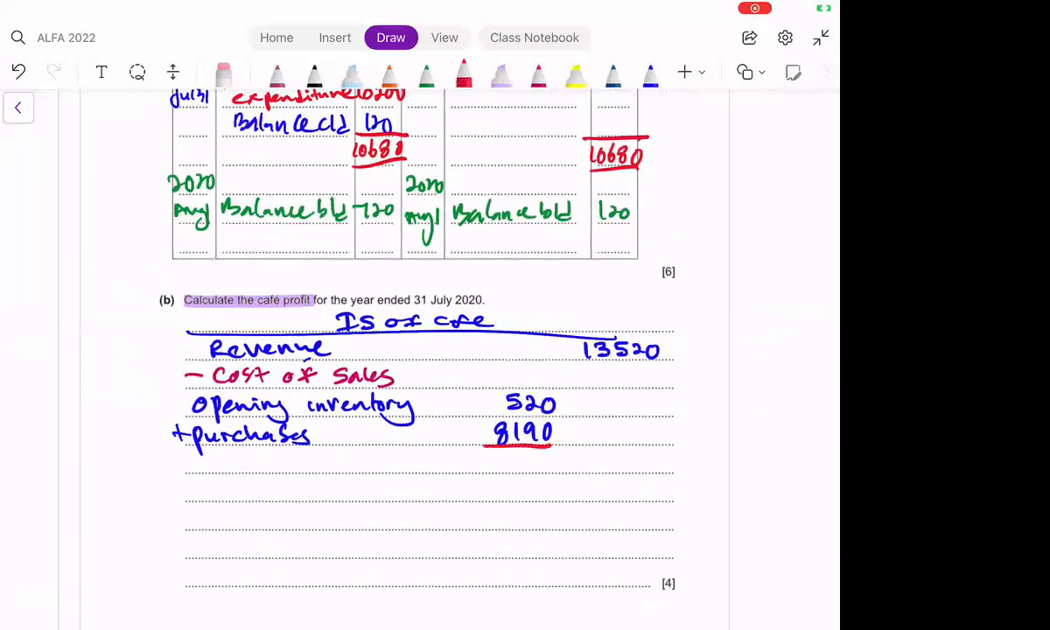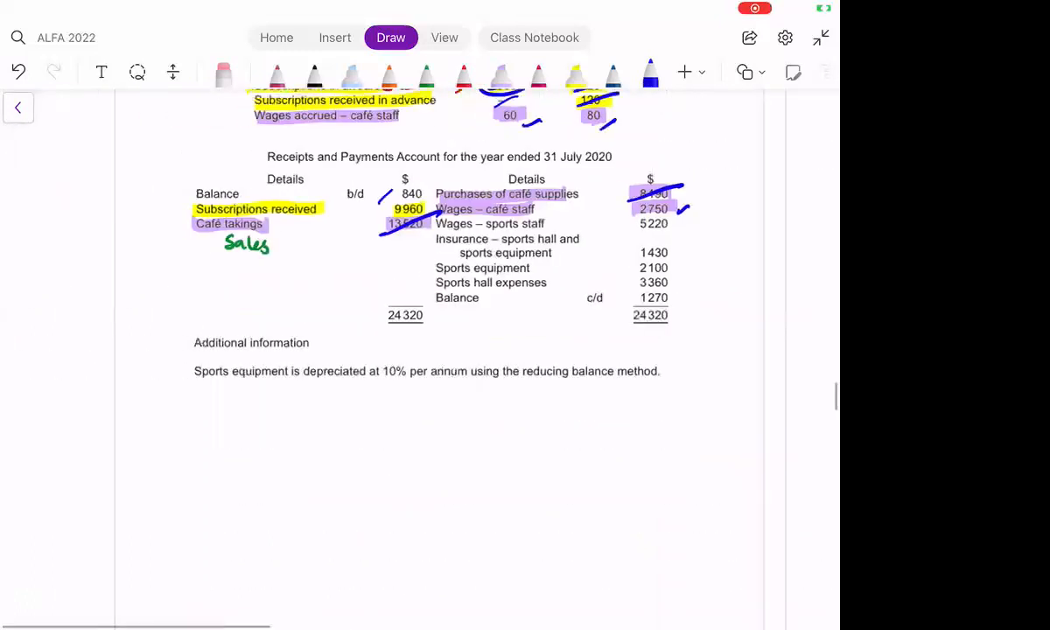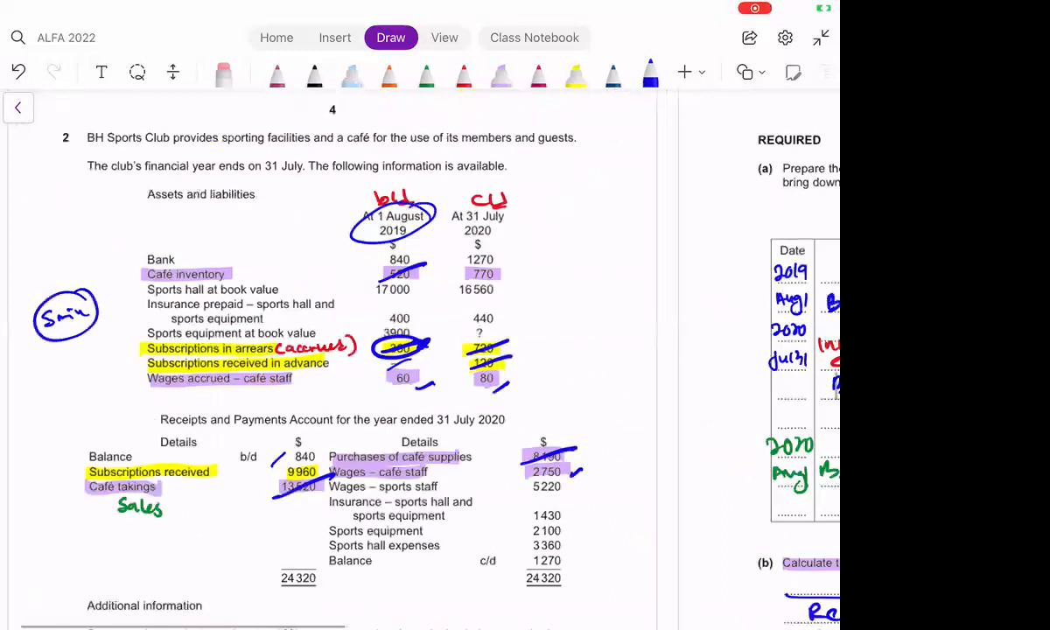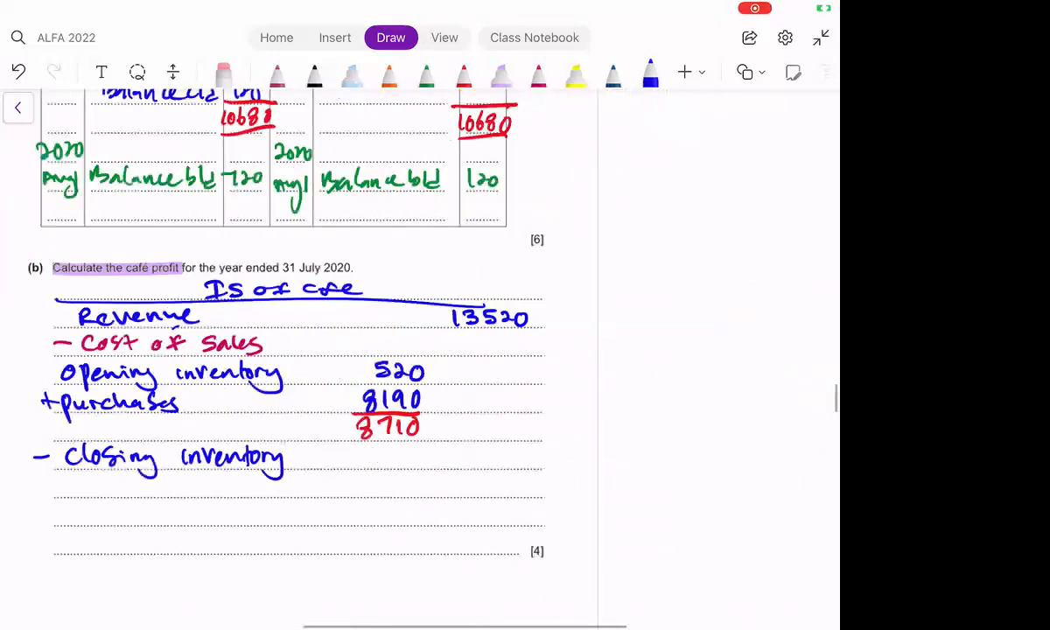Then you plus together, you get 8710. 8710 minus closing inventory. Closing inventory is 770. Then you get the total cost of sales is 7940.